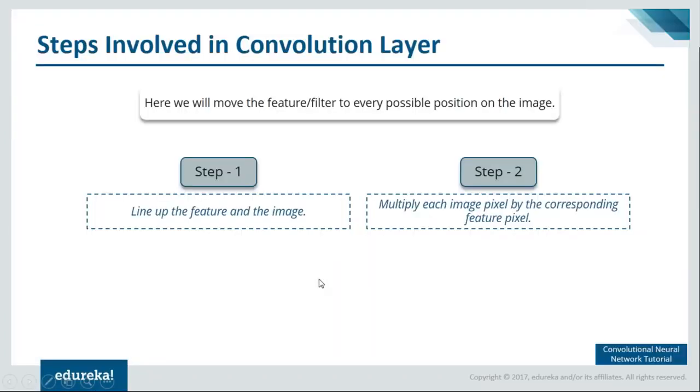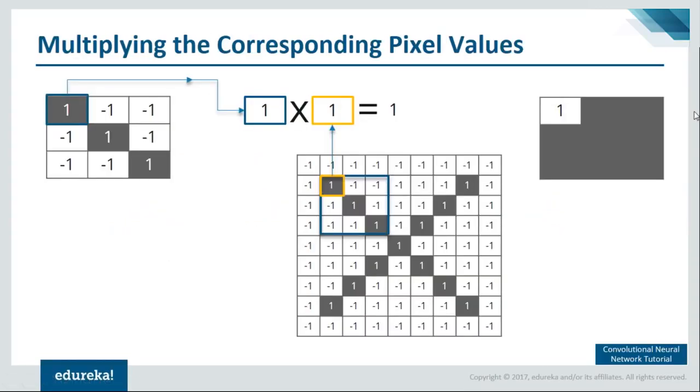The first layer is the convolution layer. These are the beginning two steps of this particular layer. First, we need to line up the feature in the image and then multiply the image by the corresponding feature pixel. Now let me explain with an example. This is our first diagonal feature that we'll take. We are going to put this feature on our image of x, all right? And we are going to multiply the corresponding pixel values.